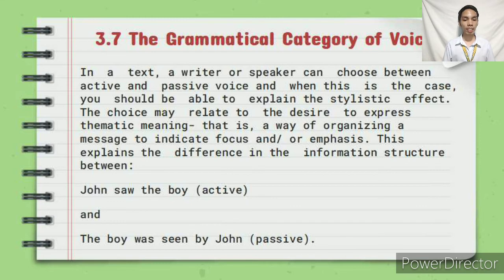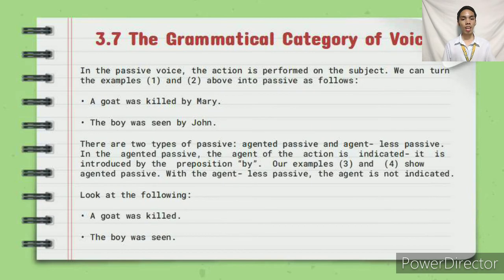John became the object here, and the boy became the subject. And in the passive voice, the action is performed on the subject. That's what we were talking about earlier.